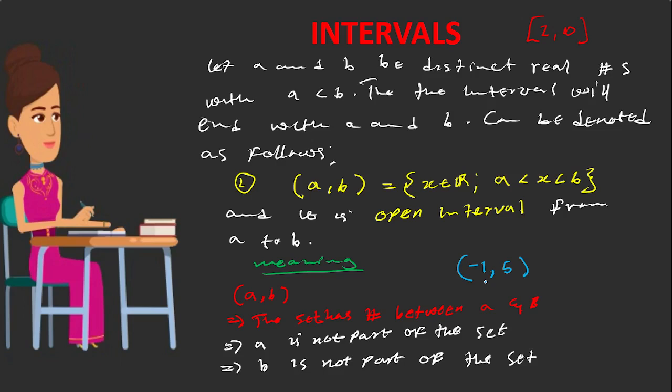Now you have to change it into a number line. So let me quickly show you how you can show it on a number line. If you want to show it on a number line, this is how you can do it. You have to draw a number line like that, with an arrow.